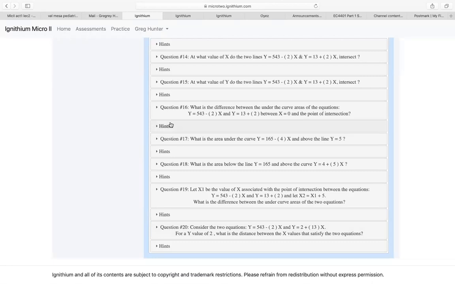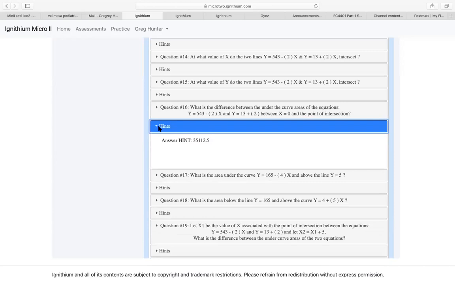I got 35,112.5. And what about you, Emilio? Yeah, I got the same thing. Okay, so let's look. Ta-da! This is me clapping for you. Okay, it was pretty straightforward.